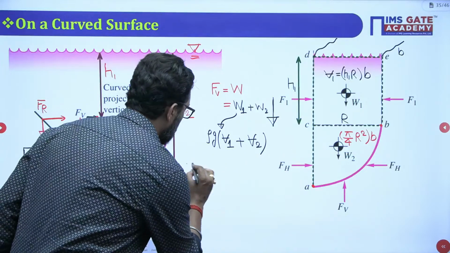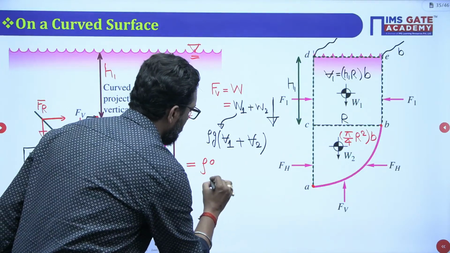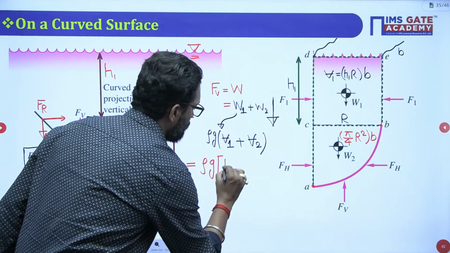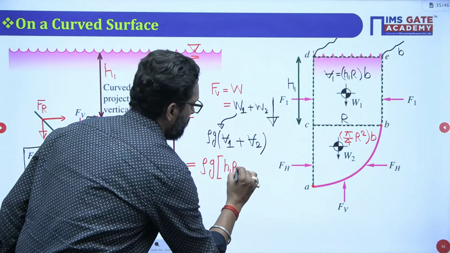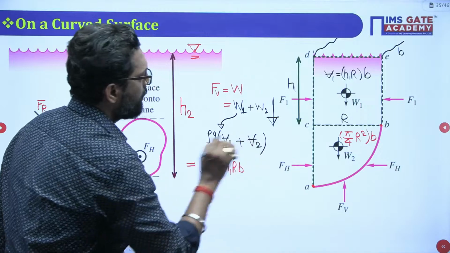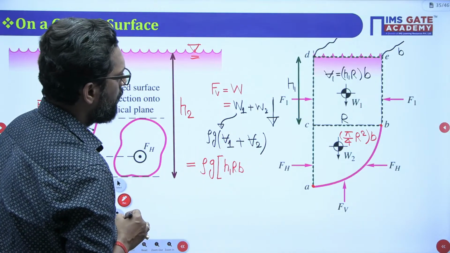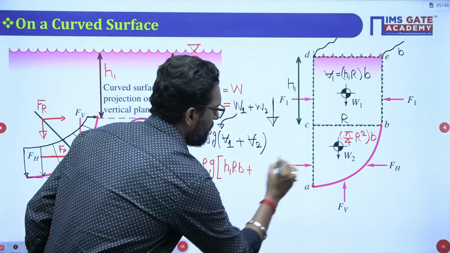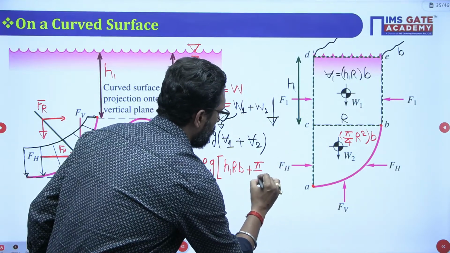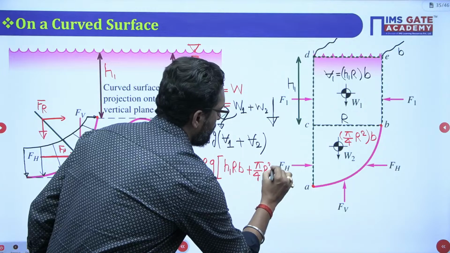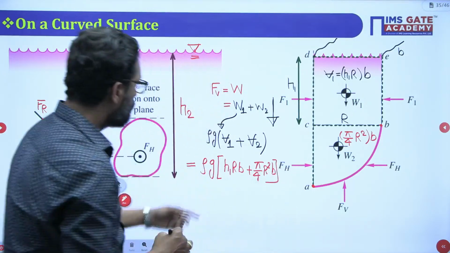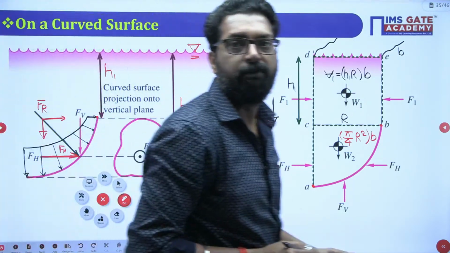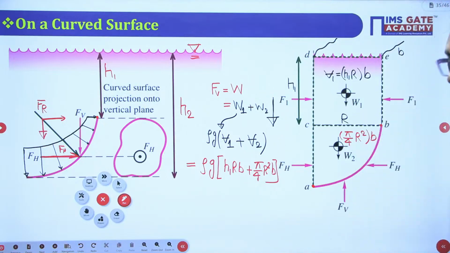Put here the density of the fluid, rho g. Volume is equal to H1 into R into B plus pi by 4 R square into B. So this is your net vertical force.